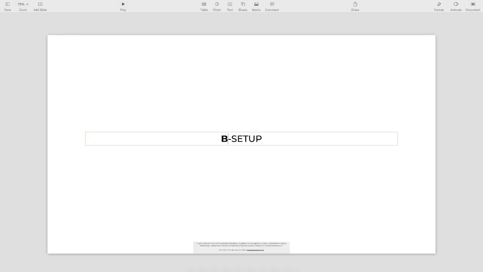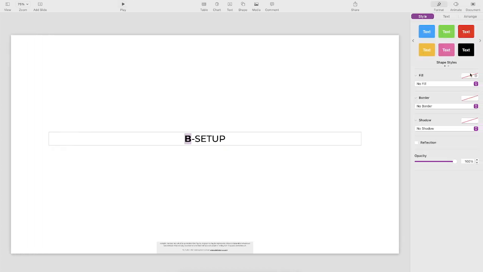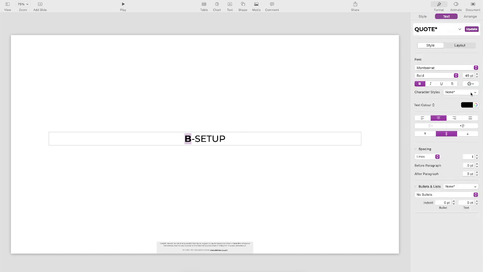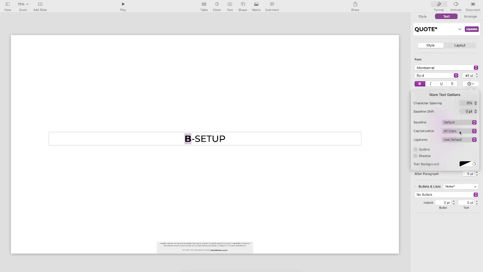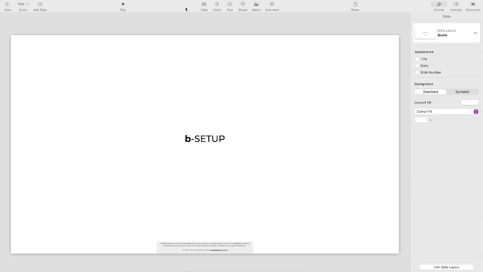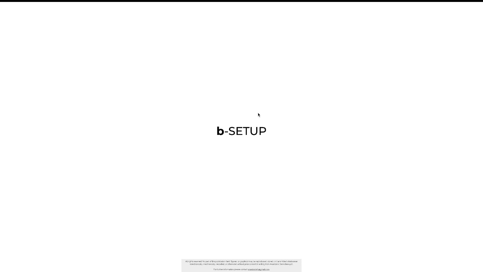Small B setup. Sorry guys, I'm going to adjust it quickly. Here we go. This is the right way to call it.